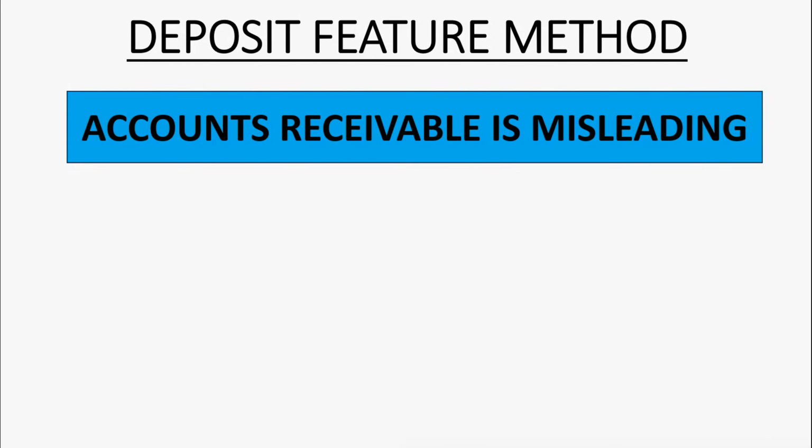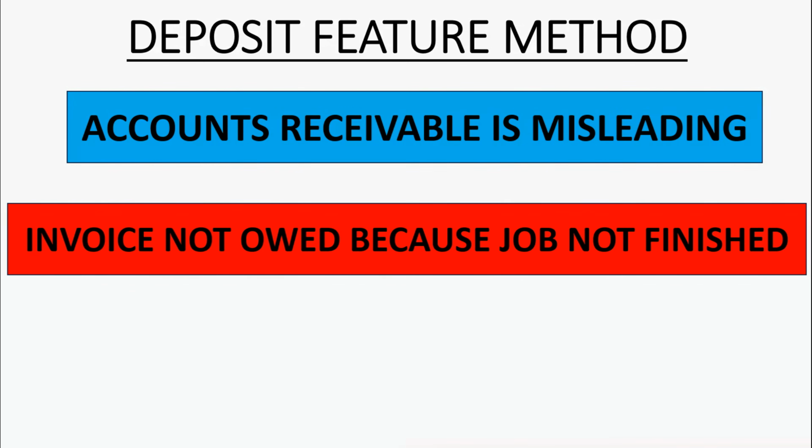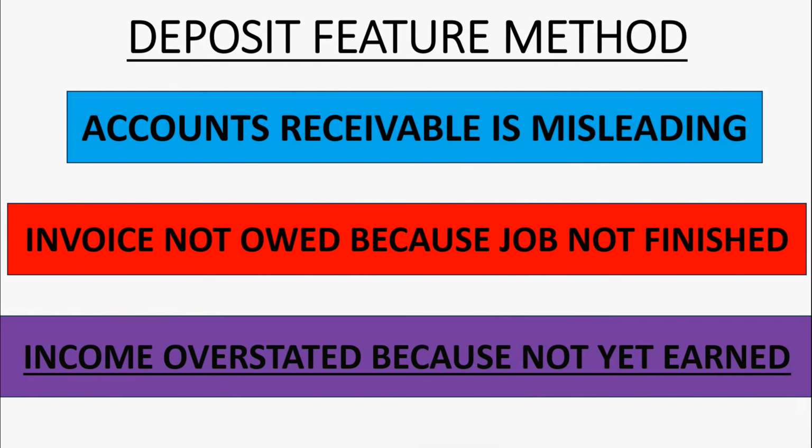Now, if you're using the job deposit feature, your accounts receivable would also be misleading at the moment you make formal financial statements if you do not make an adjustment. That's because the invoice that you recorded when you made the deposit is not yet owed to you from the client because the job is not finished at the moment you're reporting your statements. Income would be overstated because it's not yet earned.